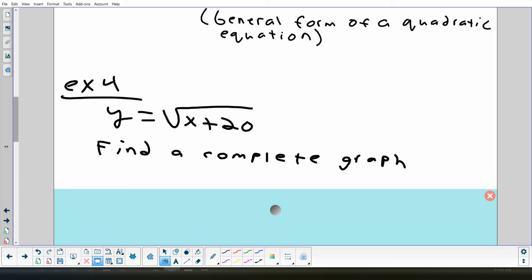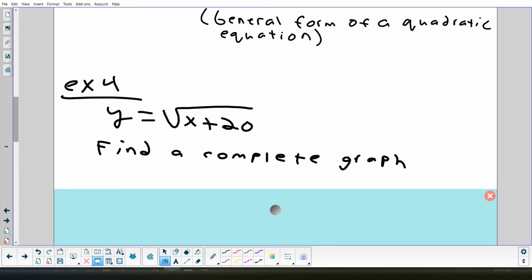Can you take the square root of 0? Yes. What number times itself is 0? 0. So you can take the square root of 0. So you can take the square root of any non-negative number, or you could say any positive number plus 0, because 0 is not positive. So any non-negative number is fine.